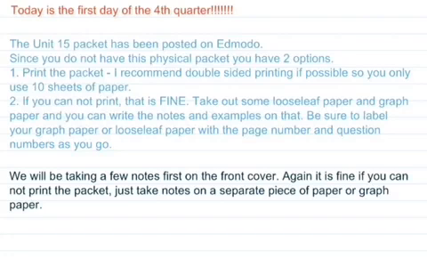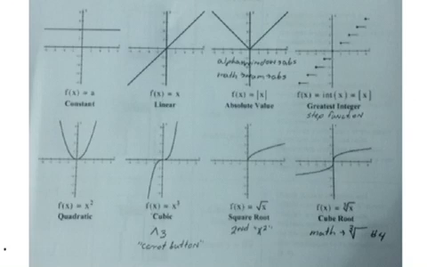Take out some loose leaf paper or graph paper, and you can write the notes and examples on that. Just be sure to label the graph paper or loose leaf paper with the page numbers and question numbers as you go. First, we're going to be taking a few notes on the front cover. And again, it is fine if you do not print the packet, just take notes on a separate piece of paper. On the front cover, the first thing we need to go over is where all the calculator buttons are.